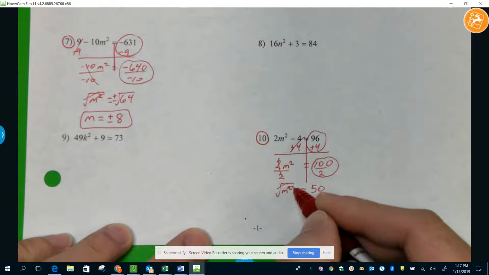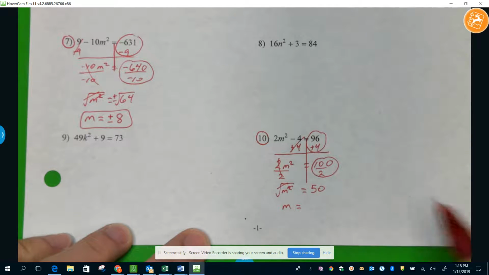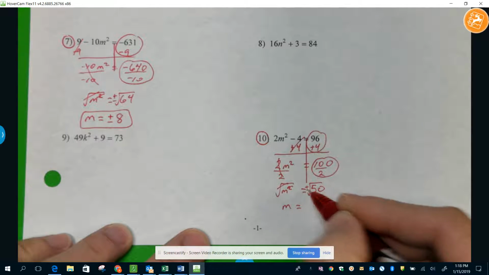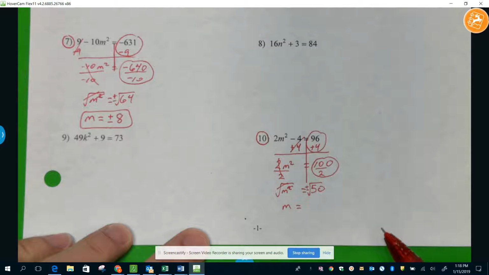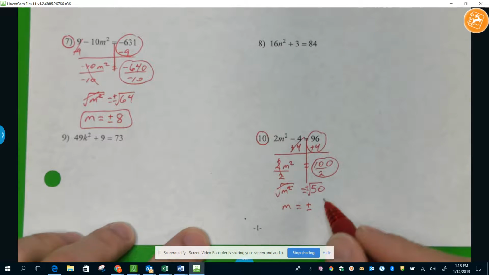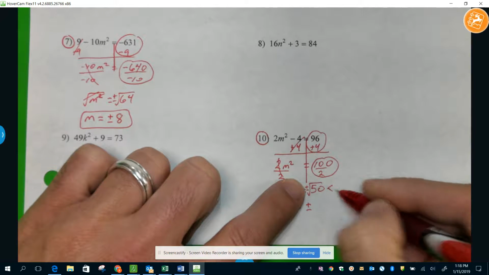So I square root the left. It's going to cancel the square and leave me with just an m. And I'm also going to square root the right. Again, don't forget your plus or minus in front of the square root. So I'm going to have a plus or minus out here in front. Well, the square root of 50 is not a nice, pretty number, so we're going to use prime factorization.